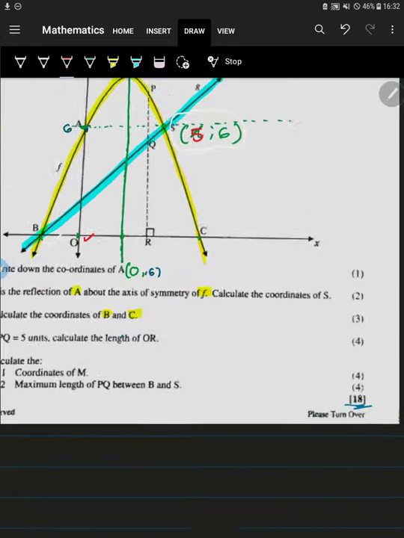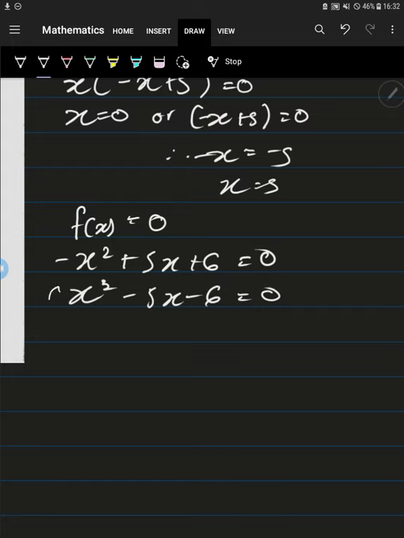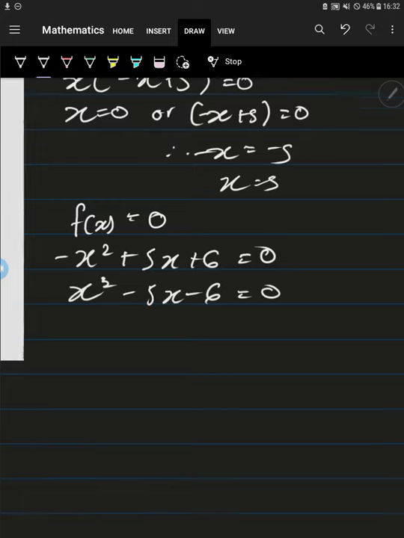It really isn't. Now, the coordinates of B and C are the roots of the equation. To find the roots of the equation, what do you do? You know this one, right? You say let f of x equal 0. f of x is negative x squared plus 5x plus 6 is equal to 0. Now we change the signs: x squared minus 5x minus 6 is equal to 0, because we want to get a positive a value here, which is positive 1. So we multiply every number across by negative 1, changing all the signs.